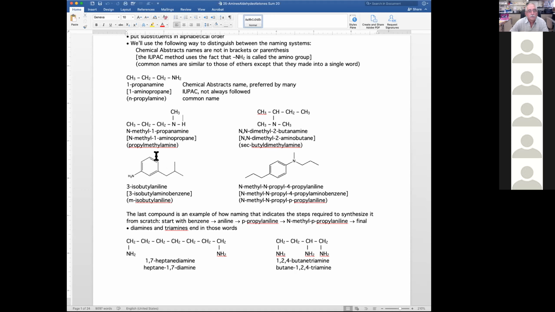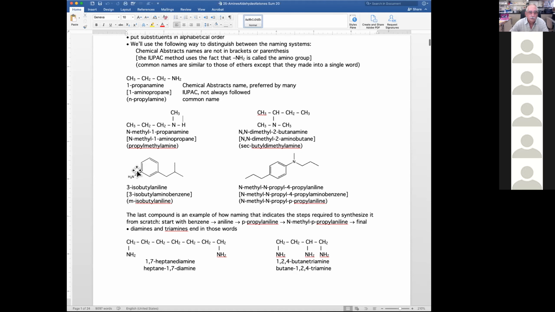Then we get to this one, and the root of this is aniline. Now you're going to have to remember the name of aniline. So this would be carbon number 1, carbon number 2, carbon number 3. On carbon number 3, there's an alkyl group. That alkyl group has 1, 2, 3, 4 carbons total, so it's a butyl. Which butyl is it? You see it split on the end like a fishtail. That's iso. So 3-isobutylaniline.